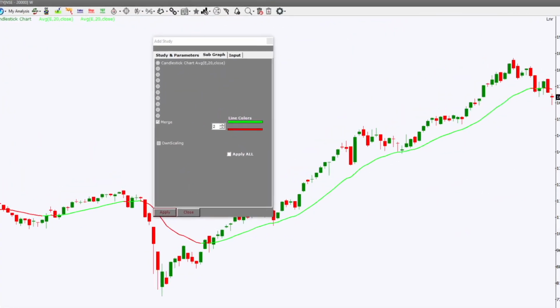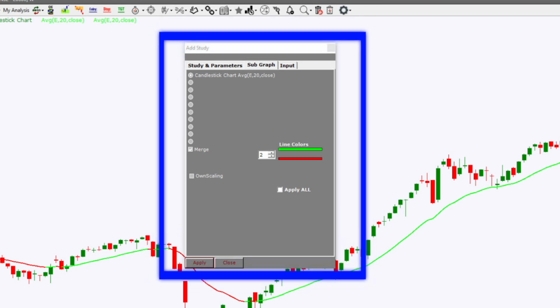Earlier we took an example of a swing trader and we applied the 20 moving average on the daily time frame. In this case, I will assume to be a positional trader and thus I will apply this 20 moving average on a weekly time frame.